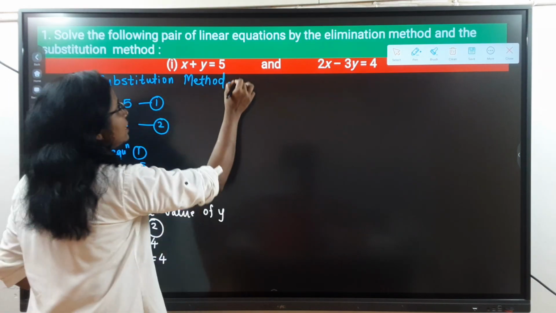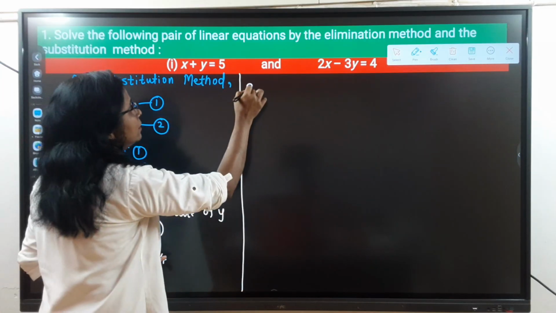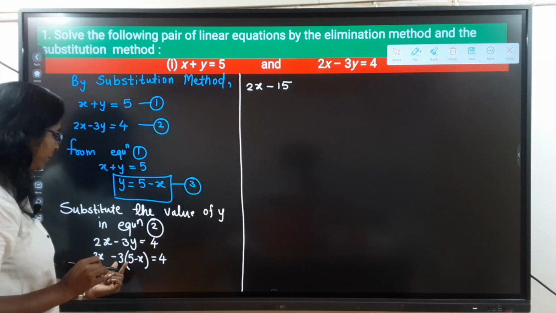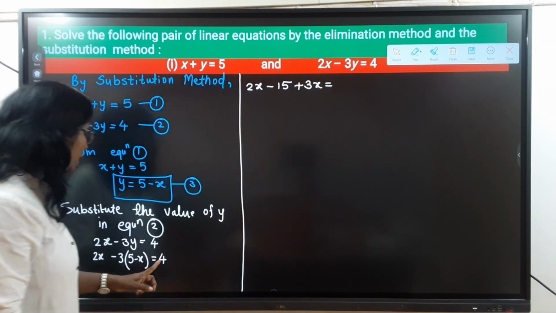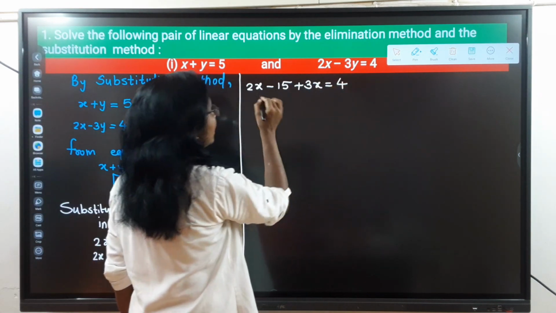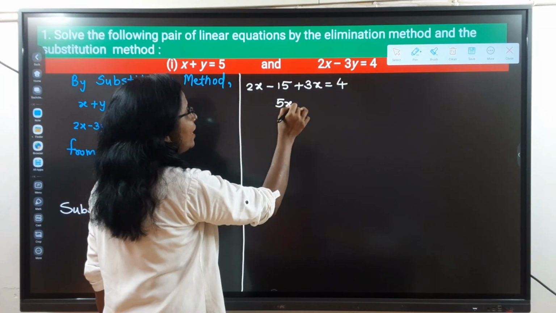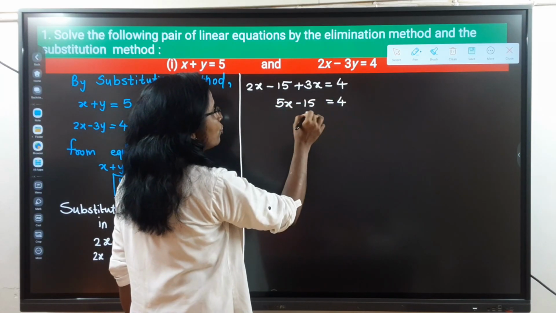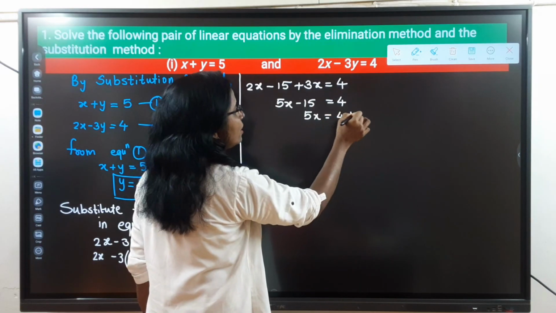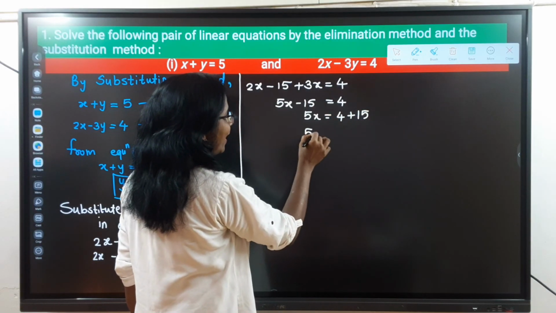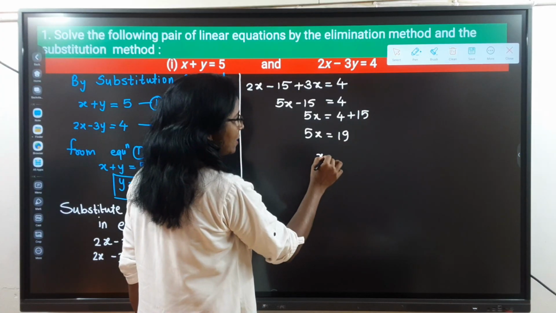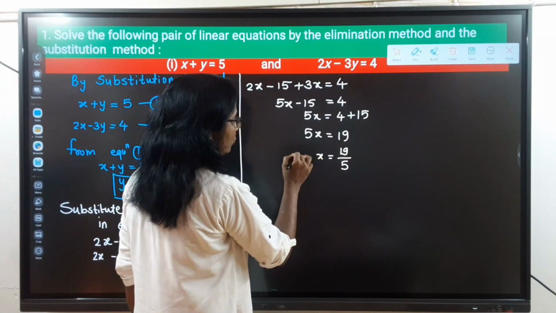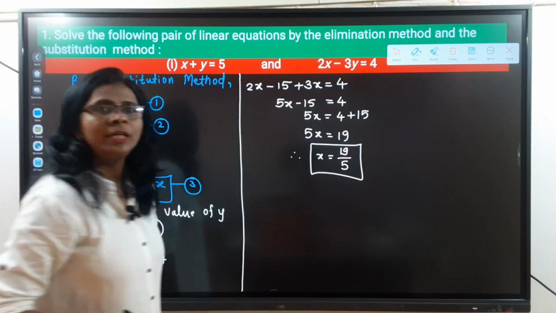So now here further simplify. 2x minus 3 5s are 15 and here plus 3x is equal to 4. So here students, 2x plus 3x, that means 5x minus 15 is equal to 4. So 5x is equal to 4 plus 15, and that's why here 5x is equal to 19. So here x is equal to 19 upon 5. Okay students, the value of x is equal to 19 upon 5.